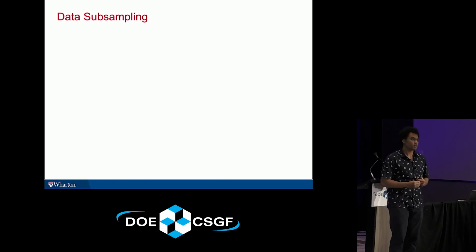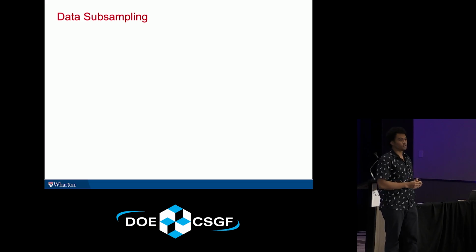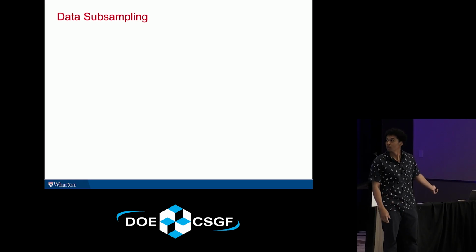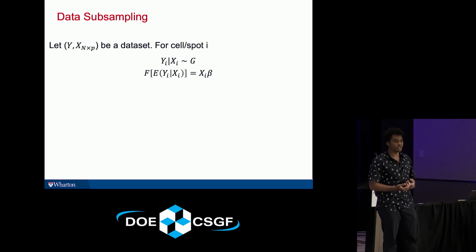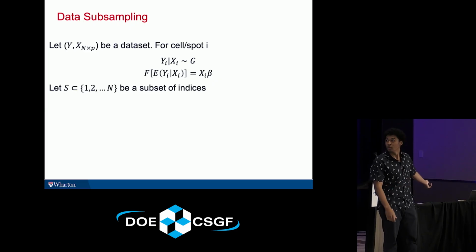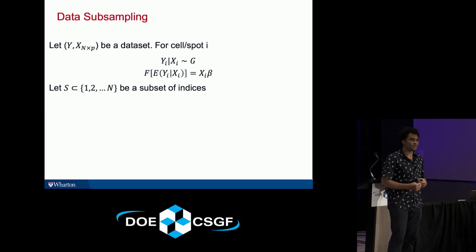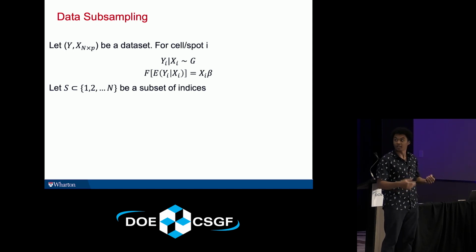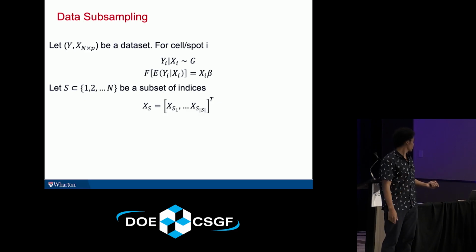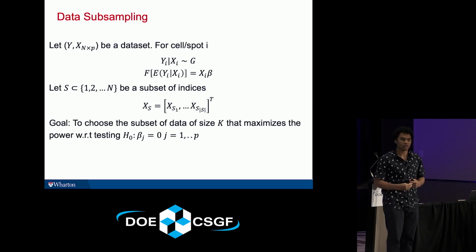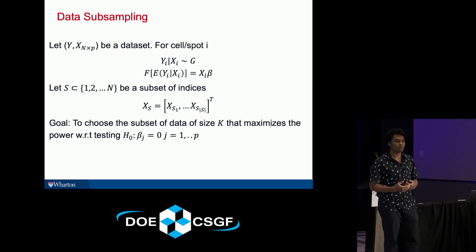And so now I'm going to talk about what the Sparrow method is and what differentiates it from the other methods. But first, I need to go over some notation. We're going to let y and x be a data set where y is related to x through a generalized linear model. We're going to let S be a subset of the indices from 1 to n with size k, and xs will be the subsampled feature matrix. Our goal is to choose a subset of size k that maximizes your power with respect to testing whether each of your individual beta values is equal to 0.